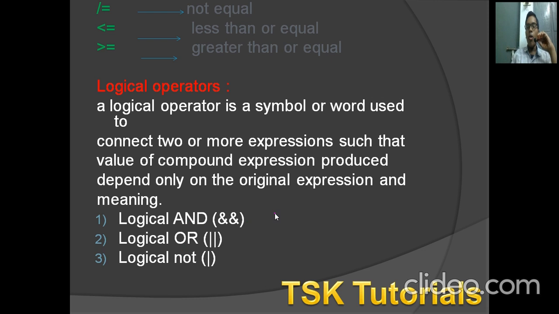1 is for on, 0 is for off. 1 is for true, 0 is for false. Okay, let's check what happens in AND, OR, NOT gates in physics, or AND, OR, NOT operators in C language. Let's go.